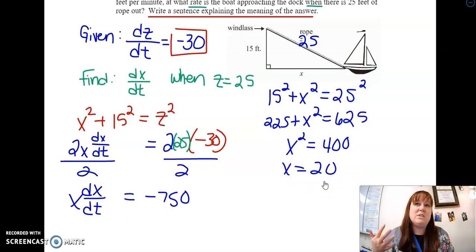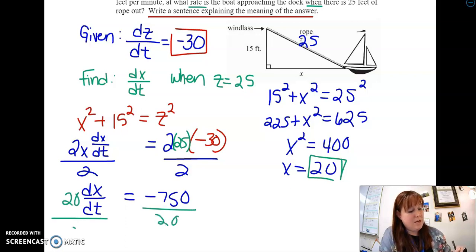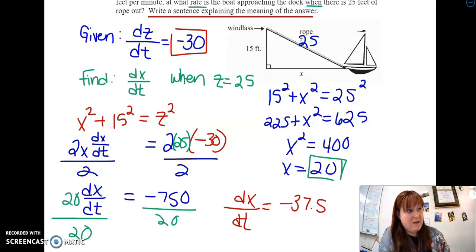This is one of those moments where you have to think of real world questions and decide if your answer makes sense. Okay, so x is 20 when the rope is at 25 feet. So now I can take everywhere that I have an x and I can replace it with 20. So now I can just divide both sides by 20. And my final answer, because I finally have dx/dt by itself, because I'm looking at the rate of change of x with respect to t, is going to be negative 37.5. And we have to label this. It's going to be feet per second, because that's a rate of change, and we were talking in feet and seconds.